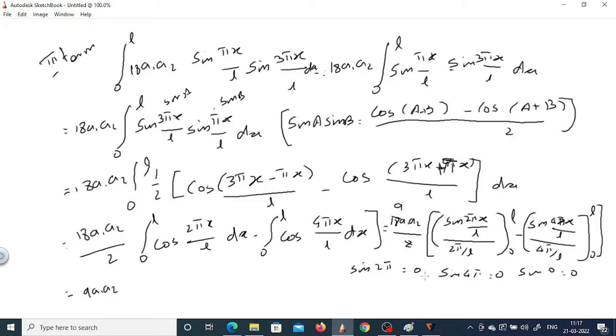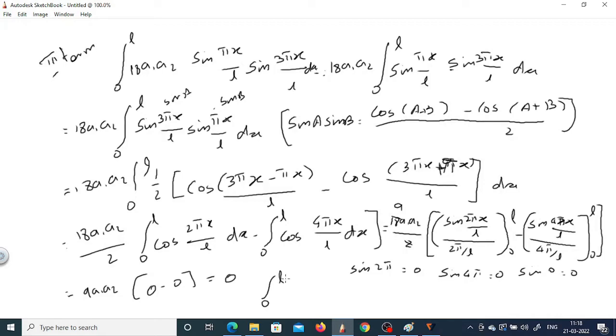This is the form you should memorize. After that, I can substitute the terms here. What is sine 2 pi x? Sine 2 pi is 0 and sine 4 pi is also 0. So the total term is converted into 0. So 9 a1 a2 times 0 minus 0, which is equal to 0.